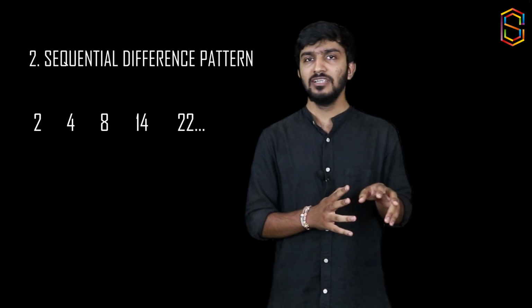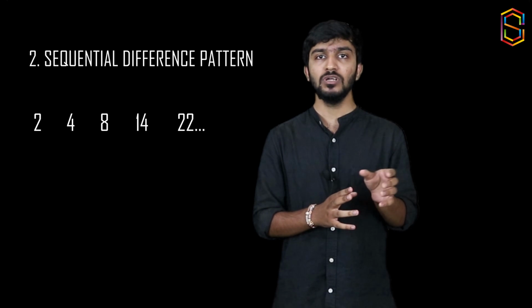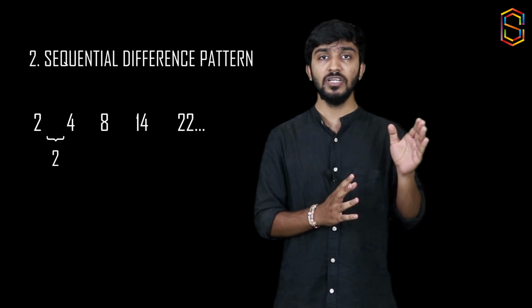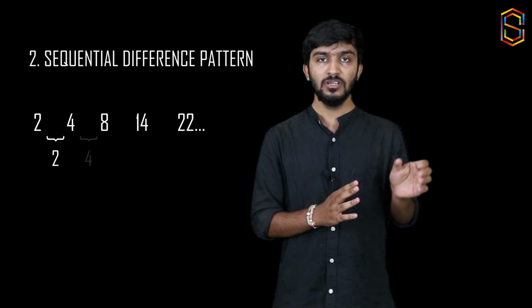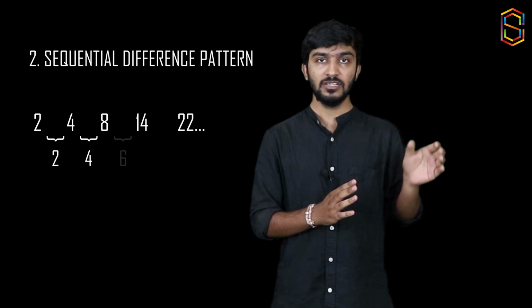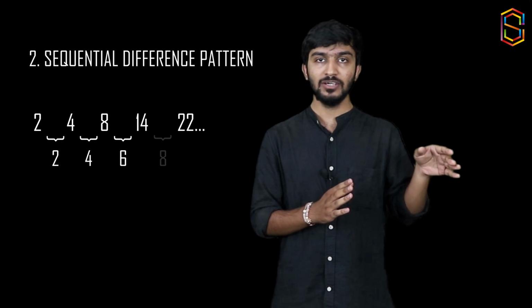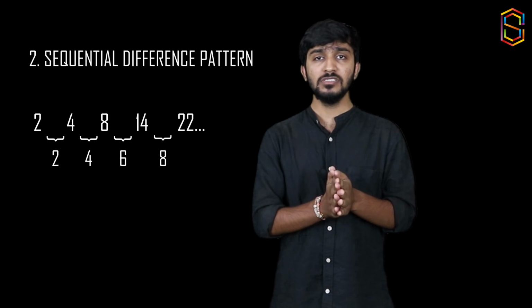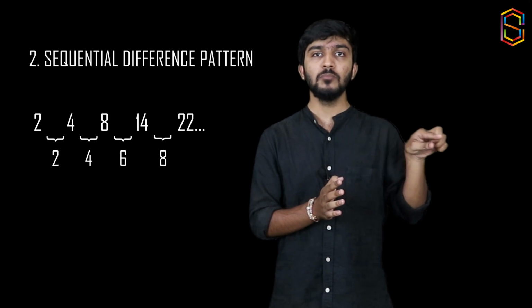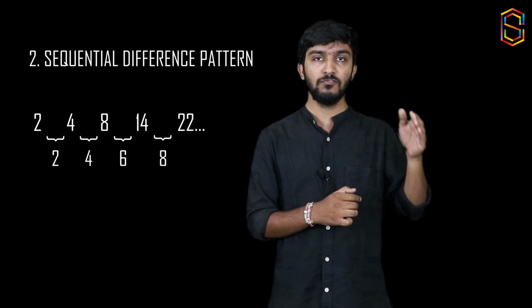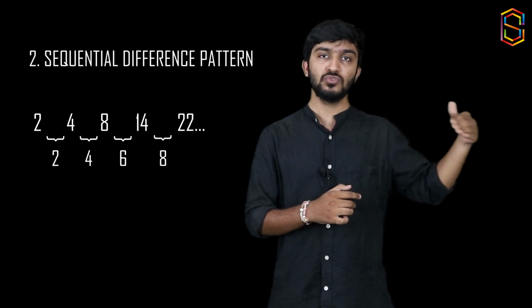But you can see the difference between 4 and 2 is 2. The difference between 8 and 4 is 4. 14 and 8, 6. 22 and 14, 8. So you can see the difference itself is following a particular pattern: 2, 4, 6, 8 and so on.